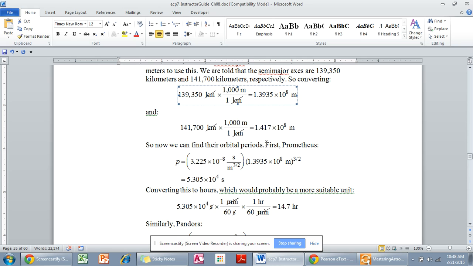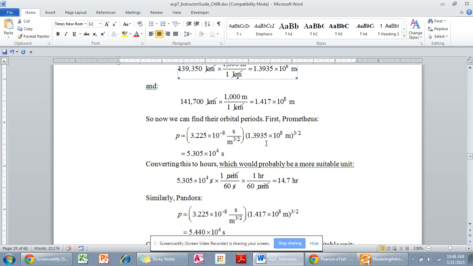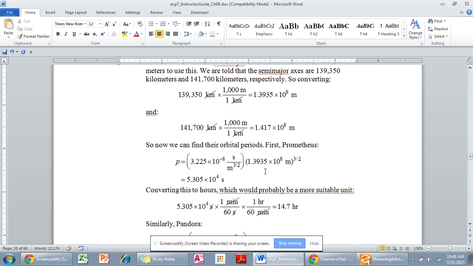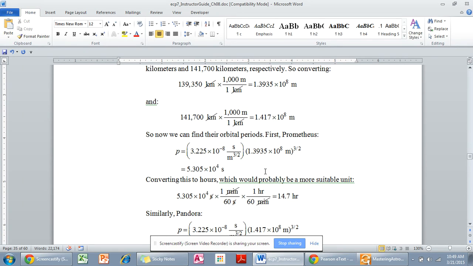So now we can find their orbital periods pretty simply. We take that original equation, P equals 3.225 times 10 to the negative 8th, and we multiply it by the orbit size that we just found, 1.39 times 10 to the 8th. We do that math and we end up with 5.305 times 10 to the 4th seconds. Of course, that's not going to help us very much. So we can convert that into hours pretty easily by saying that there's 1 minute for every 60 seconds, 1 hour for every 60 minutes.